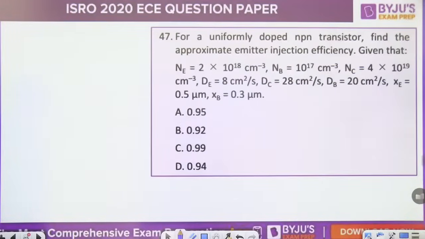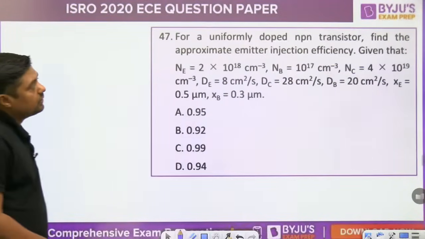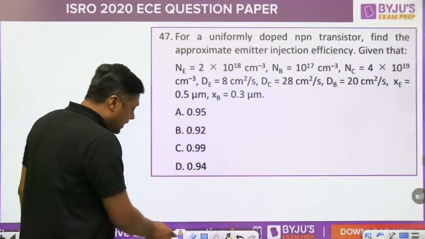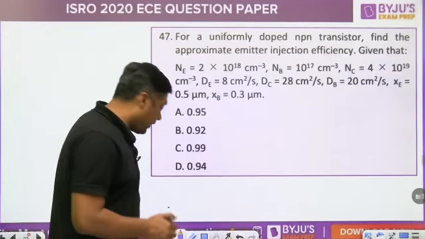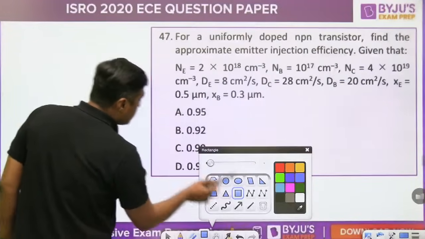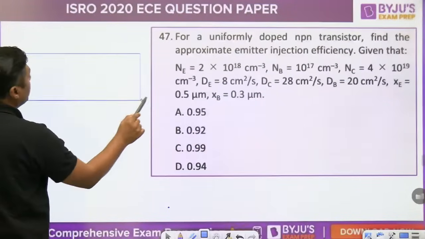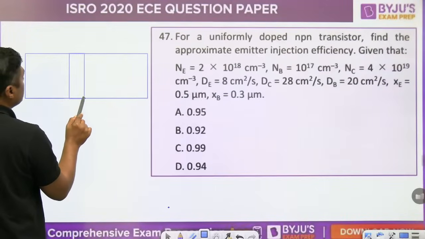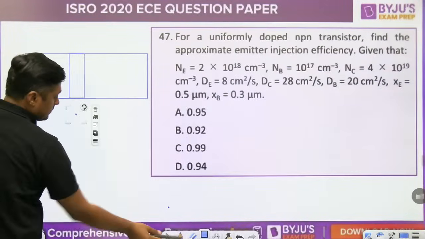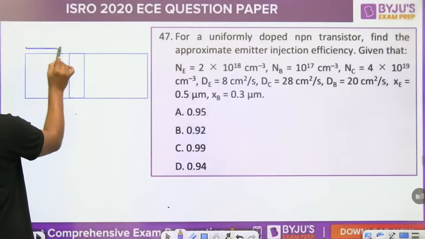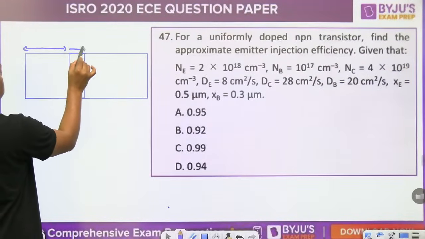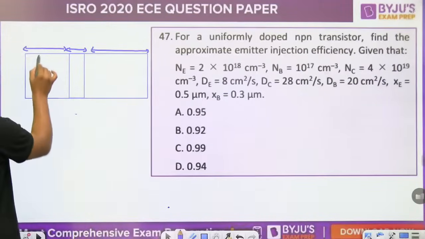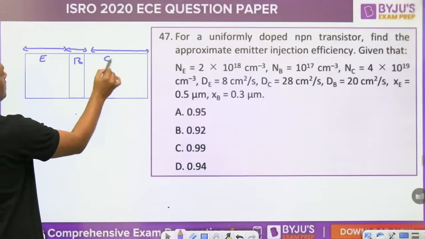For a uniformly doped NPN transistor, find the approximate emitter injection efficiency. Guys, again a formula based question. When I'm talking about the transistor, you have to get the idea about the width of the emitter area and the width of the base area. The thinnest part is the base. This is the emitter, then that is the base, and that is the collector.